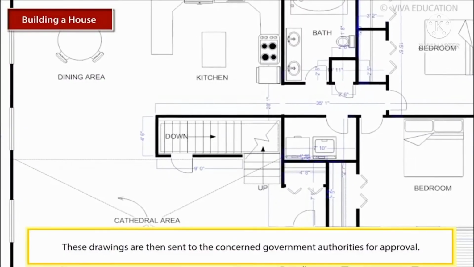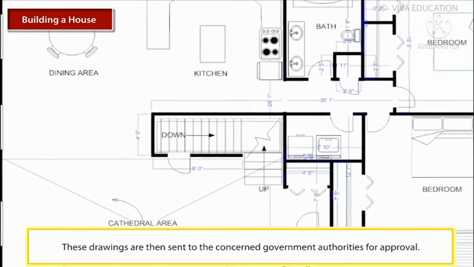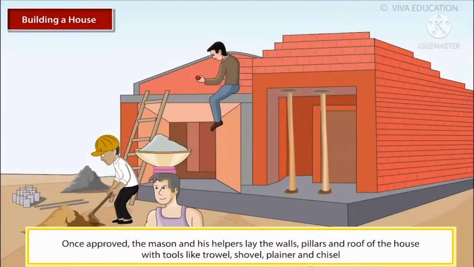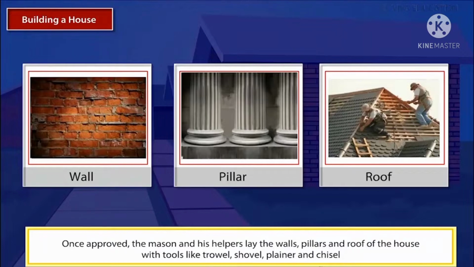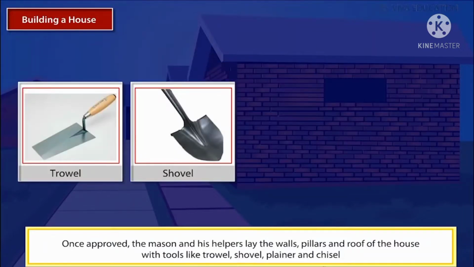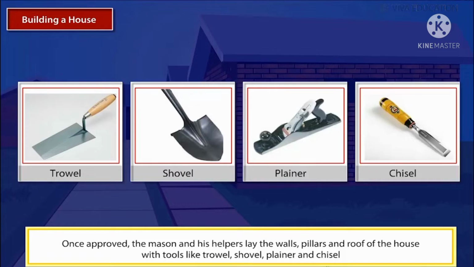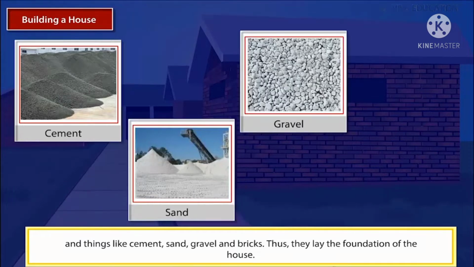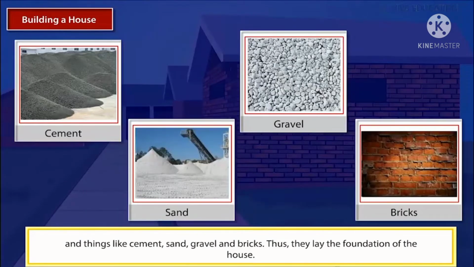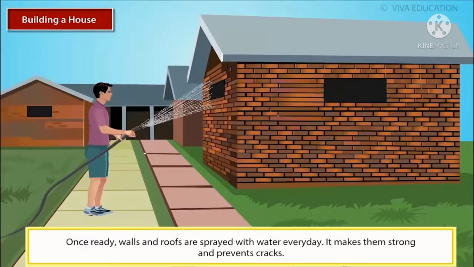These drawings are then sent to the concerned government authorities for approval. Once approved, the mason and his helpers lay the walls, pillars and roof of the house with tools like trowel, shovel, planer and chisel, and things like cement, sand, gravel and bricks. Thus, they lay the foundation of the house. Once ready, the walls and roofs are sprayed with water every day. It makes them strong and prevents cracks.